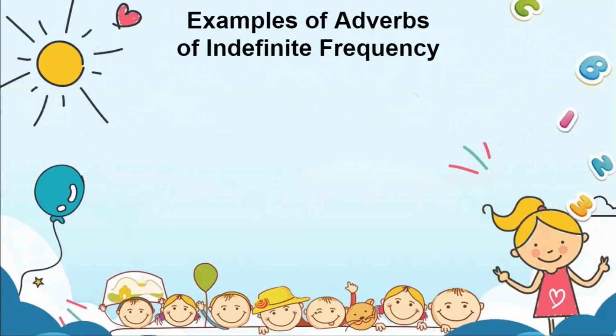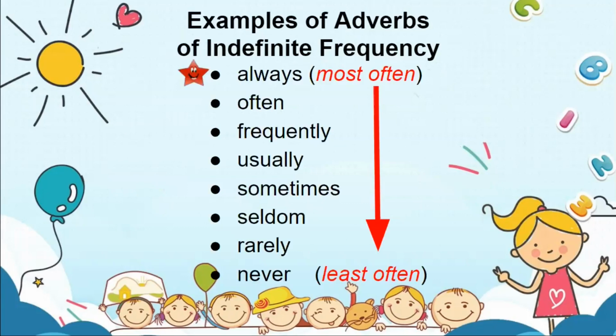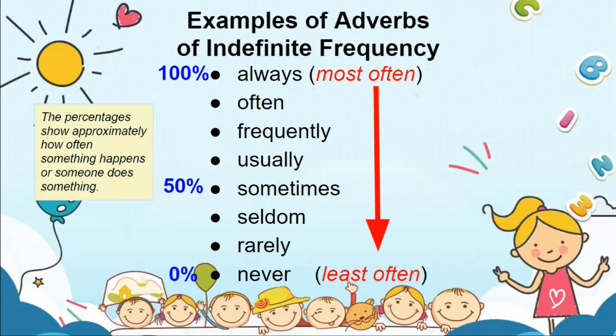Examples of adverbs of indefinite frequency. Always, often, frequently, usually, sometimes, seldom, rarely, never. The percentages show approximately how often something happens or someone does something. We can assign 100% to always, 50% to sometimes, 0% to never.